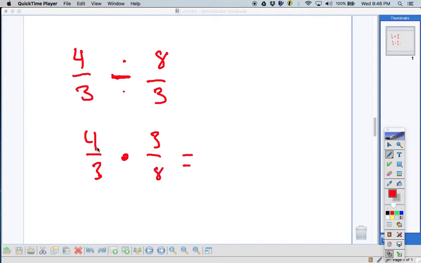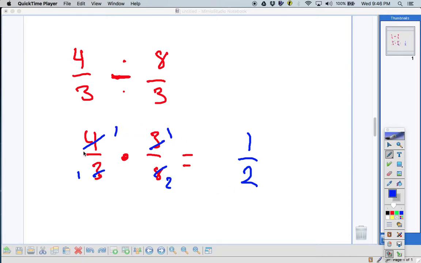Now, we could multiply across and get 4 times 3 is 12, and 3 times 8 is 24, and then reduce it. But look what's happening here. You get a 3 on the top and the bottom. When you recognize the same number on the top and the bottom, it's easy to just cross them out right now and make those ones. So you don't have to multiply it. Now I have just 4/8. Well, 4/8 also has something in common. It has a 4 in common. So 4 would become a 1, and the 8 becomes a 2, because 4 times 1 is 4, and 4 times 2 is 8. So we're going to divide both by 4. Now your fraction is simply 1/2, because 1 times 1 is 1, and 1 times 2 is 2.